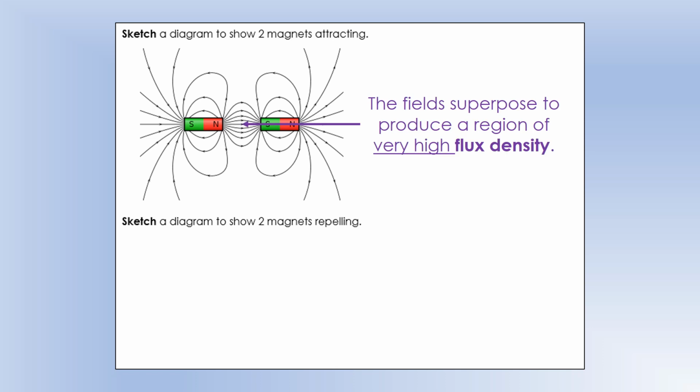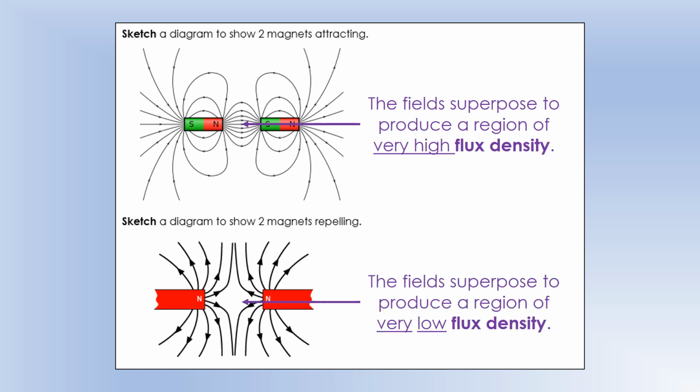If they are repelling, we end up with a region in the middle where the fields have cancelled each other out. What's essentially happened is two field lines have been in opposite directions and they've cancelled each other out, leaving a gap or a region of low flux density. That's what we get when we have two like poles pointing. It could be south or north. We still end up with this gap in the middle.